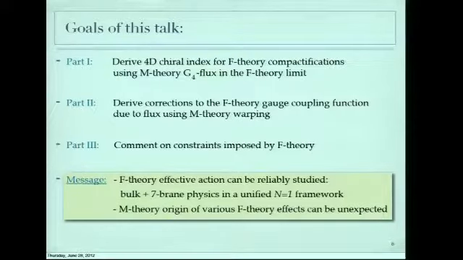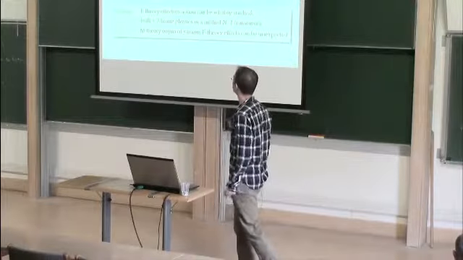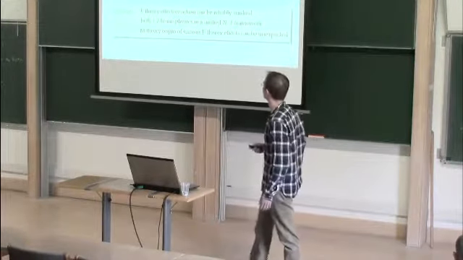And that's actually the goal of my talk. What I want to tell you is that this interpretation is not always straightforward, right? So there are unexpected identifications between the various things. For example, I want to tell you how to derive the 4D chiral index using M-theory G4 flux. In the second part, I want to derive corrections to the F-theory gauge coupling function using the M-theory dual. And in the third part, I will not derive something, but I will stress some idea how one can use these effective actions to actually learn something potentially interesting about the string theory landscape or string theory in general.